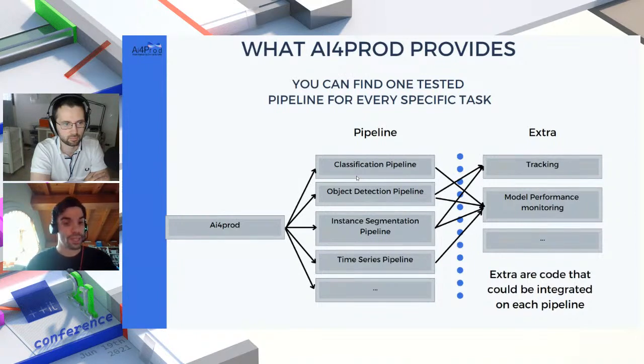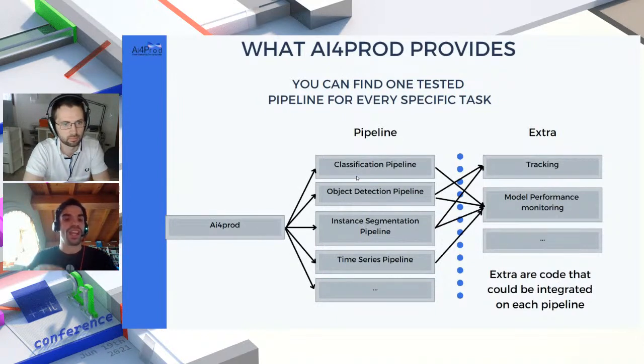On top of it, you can also find extra modules. The pipelines are as I've described them before. For example, the classification pipeline is training, conversion, and inference on a task of classifying, for example, cats and dogs, or whatever. On top of that, you can add an extra module on top of the pipeline, for example to monitor the performance of the models, whether there are drifts, and so on.